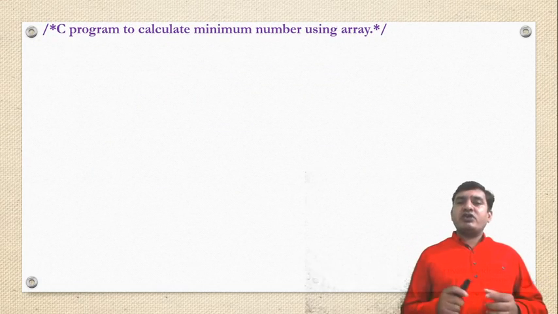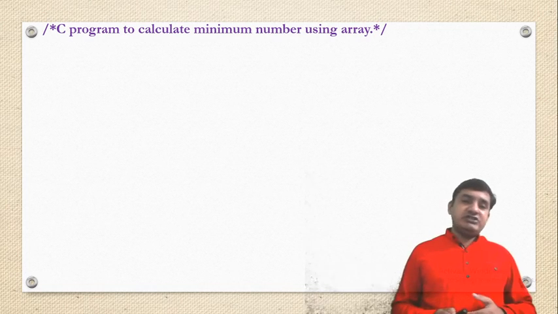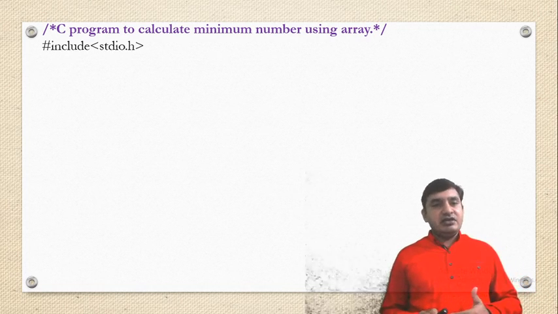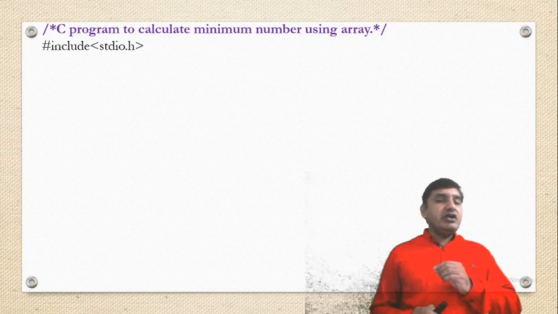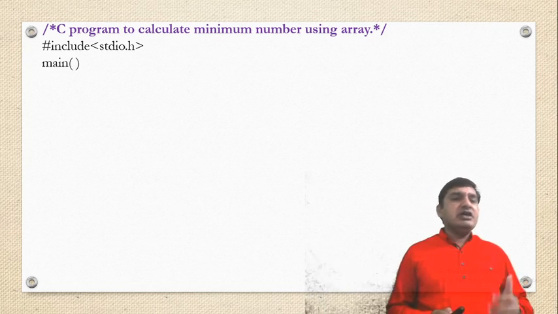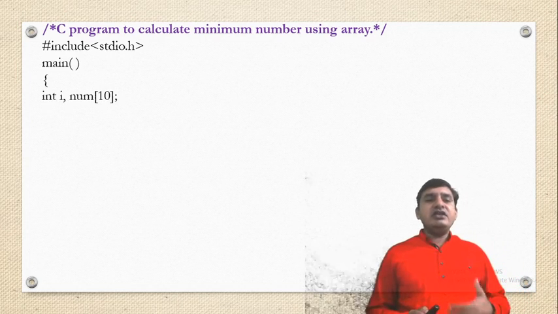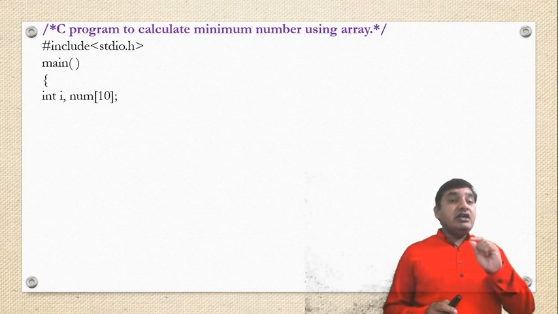The first program is a program to calculate the minimum number using an array. This is the command line. #include is a preprocessor directive. stdio means standard input output, .h means header. Then the main function. Then int i; i is an integer.